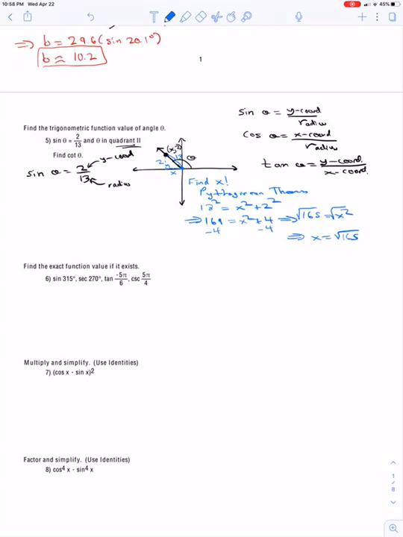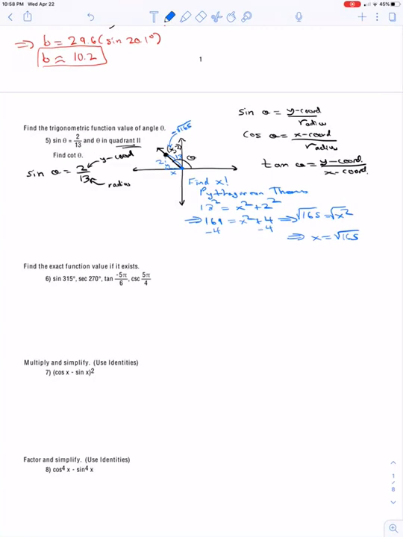Now, since we're looking at an ordered pair, right, here in quad 2, we know that's going to be a negative square root of 165. We're going left square root of 165 units. So there's our x coordinate, right, for our problem.